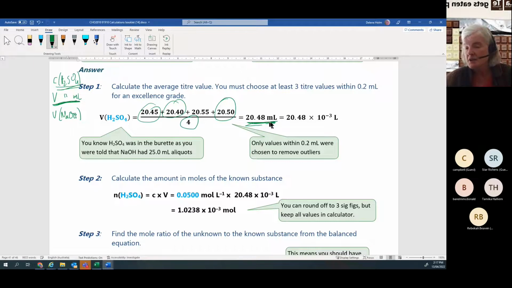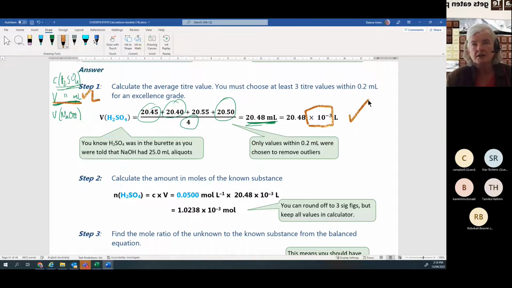Now, the next step is you've got milliliters. So you have to convert to liters, because remember, your volume is always measured in liters. So I divide by 1,000, or what I just do is multiply by 10 to the minus 3. That's just because I can then go in my calculator, exponential 3 minus, and it's very easy to do. You've all got different calculators, so you've got to find what works for you.